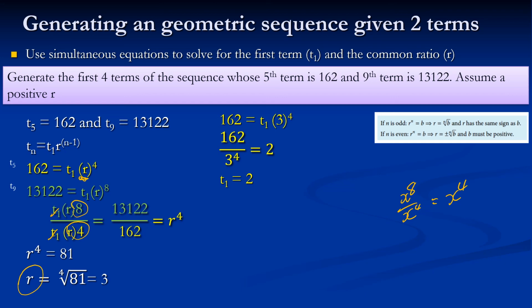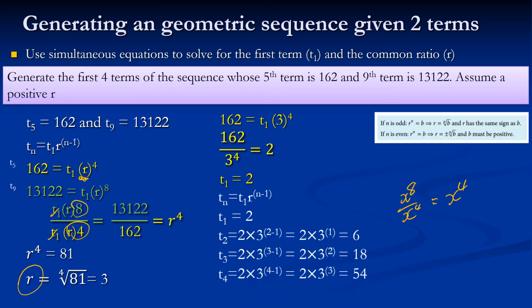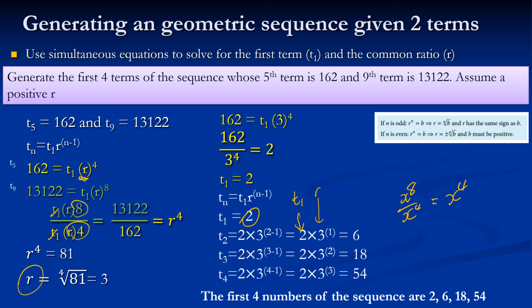Now that we've found the first term, we can generate the next 3 terms. So here's our first term. Substitute into here, so here's our term 1. Here's our common ratio, and we have our sequence of 2, 6, 18 and 54.